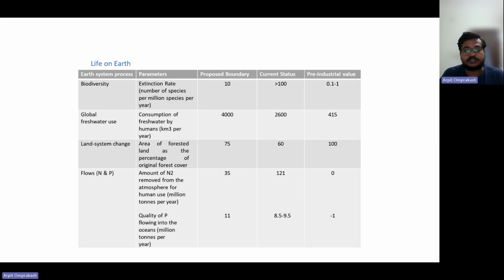Then for the processes of life on Earth, we have to measure biodiversity, or parameterize biodiversity. What we use is the extinction rate, or the number of species per million species per year that are going extinct. The proposed boundary for this is 10. Pre-industrial value was 0.1 to 1. So that means 1 or 10 species got extinct per million species per year. So the proposed boundary is 10, but the current status is quite higher than 100.